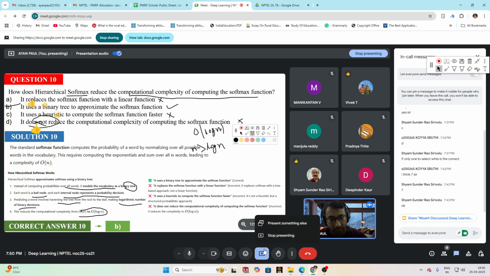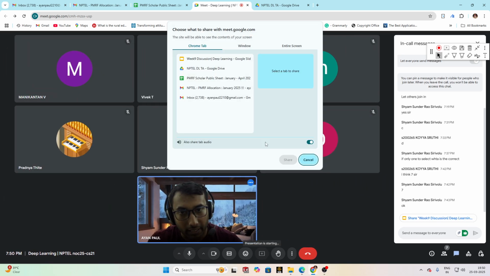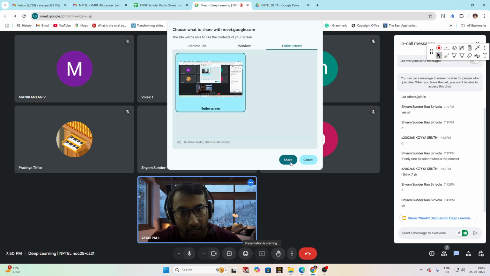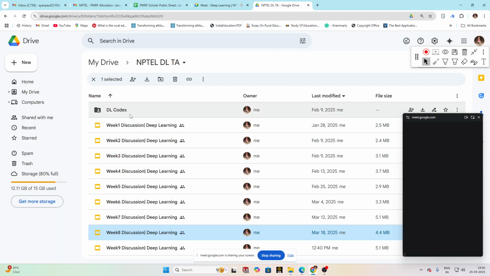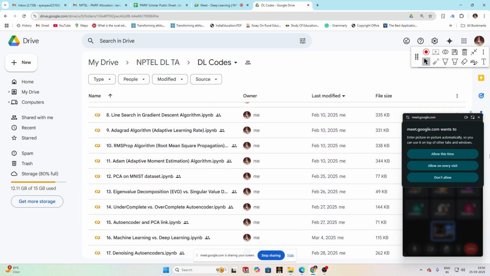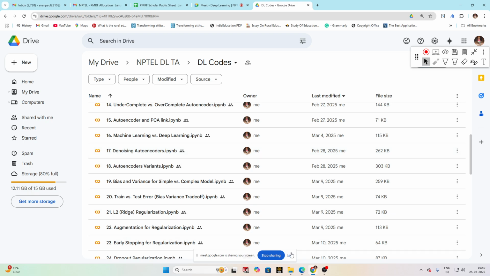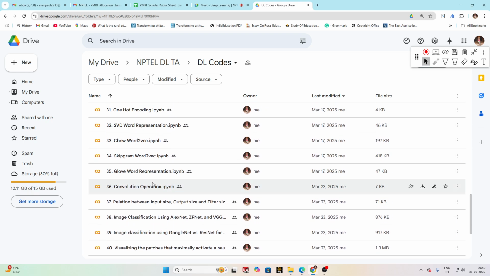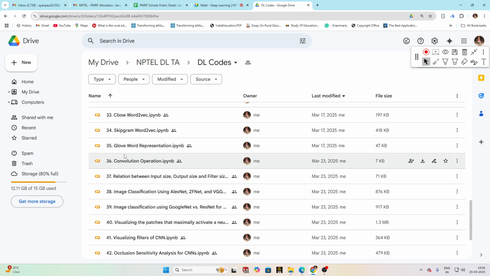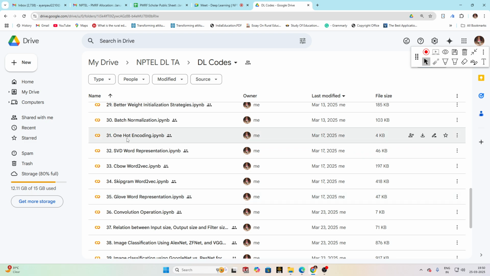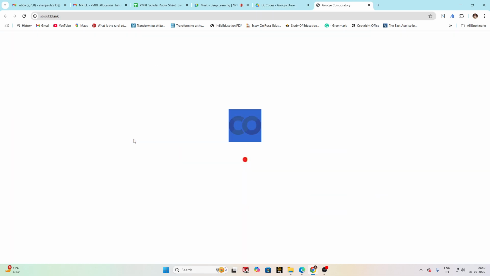So by this I am ending the session for today. I have given those codes in the DL code folder. You can see the DL code and find today's material, from 31 to 35: one hot representation, then SVD word representation, then continuous bag of words, skipgram and GloVe representation. Like one hot representation, you can see how we can encode our words into a one hot representation.